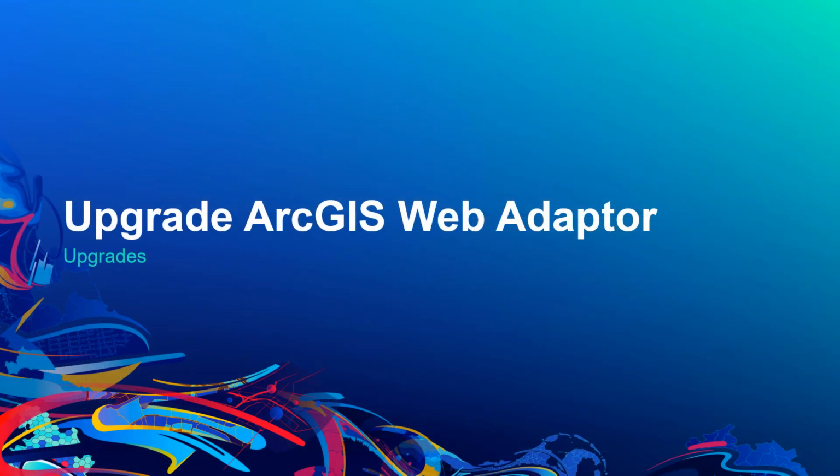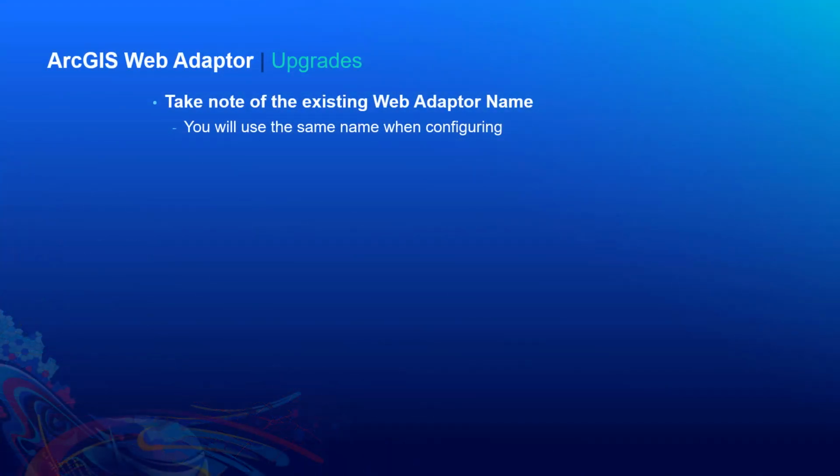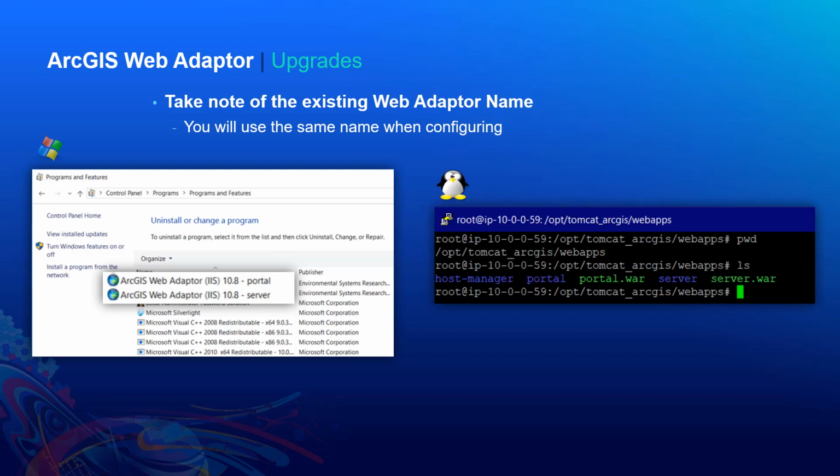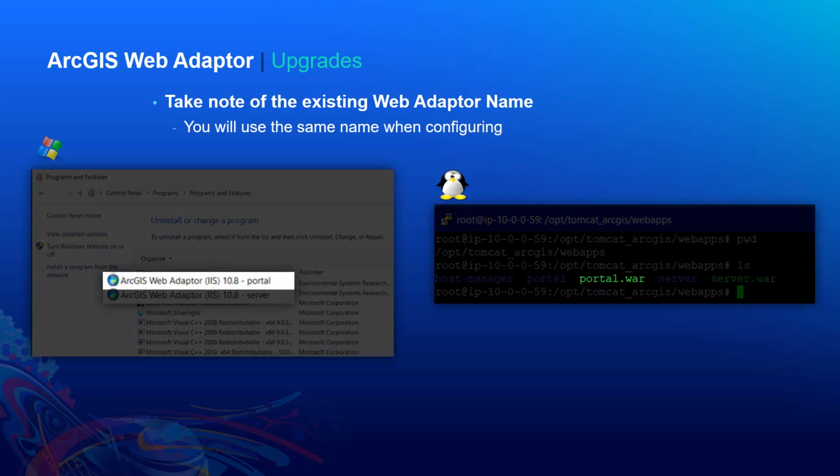Now let's review upgrading the web adapter. Take note of the web adapter context you used at the previous version. You will be using the same name when configuring the updated web adapter. In a Windows deployment, this is located in Programs, and in Linux, you can find the name in the Web Apps folder. In both of these examples, the name for the portal web adapter is Portal, and the name for the server web adapter is Server.